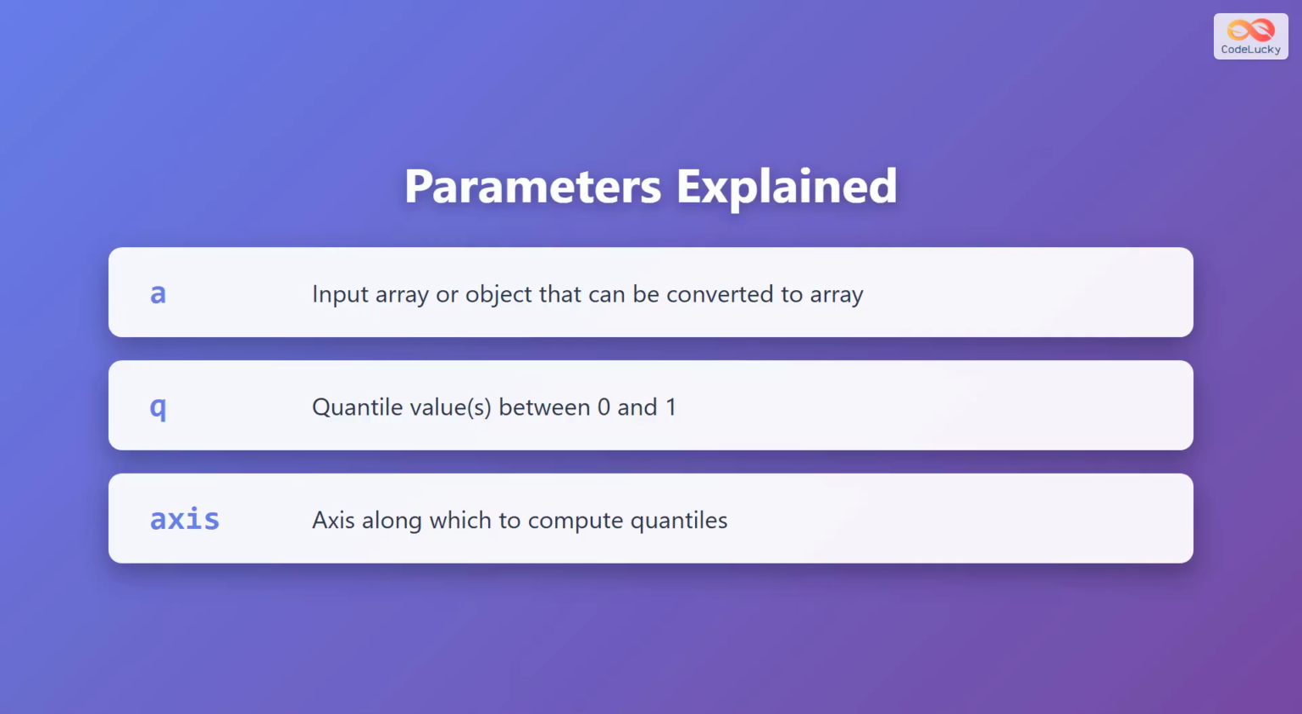Let's break down each parameter in detail. The parameter a is your input array, or any object that can be converted to an array. The parameter q represents the quantile values you want to calculate, and these must be between 0 and 1. Finally, the axis parameter specifies the axis along which to compute the quantiles. When axis is None, the quantile is computed for the flattened array.